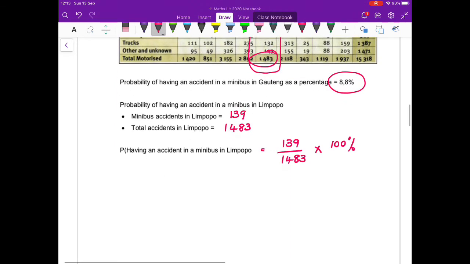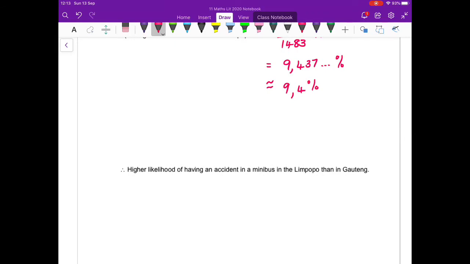Go and get out your calculator. And if you work that out, you will see that it is 9,437%, which we are going to round off to 9,4%. So if we look at each province individually, there's a higher likelihood of having an accident in a minibus in Limpopo than Gauteng.